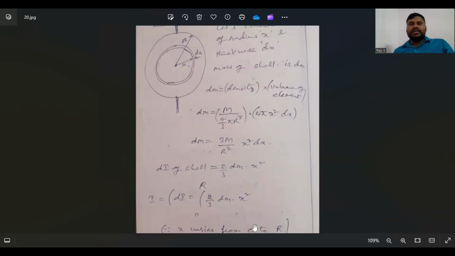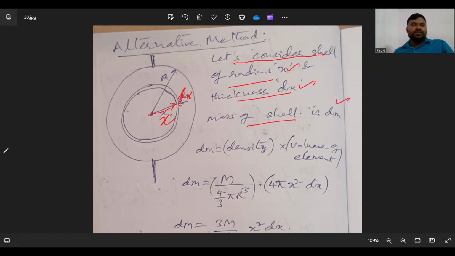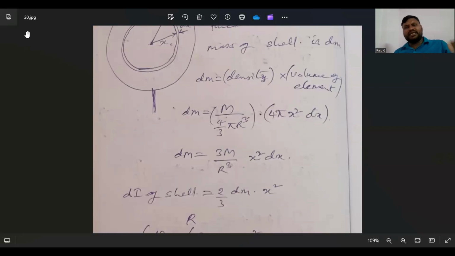Okay, so another alternate method is there to find the moment of inertia of the solid sphere. Instead of considering disk as an element, we will consider a shell whose radius is x, and whose thickness is dx. Let us consider a shell of radius x and thickness dx, and mass of the shell is dm. We will find the mass of the shell dm, and then all the steps are repeated again and again in previous examples. We will do a few more examples also to understand how to find the moment of inertia in the next class. Anyway, we will continue this.